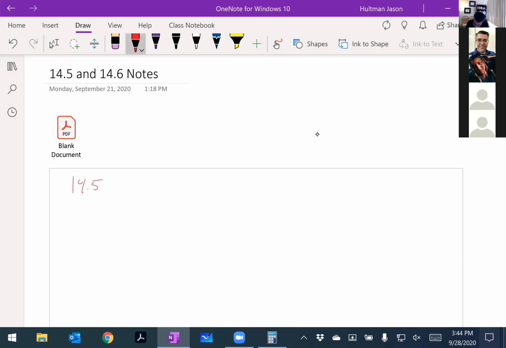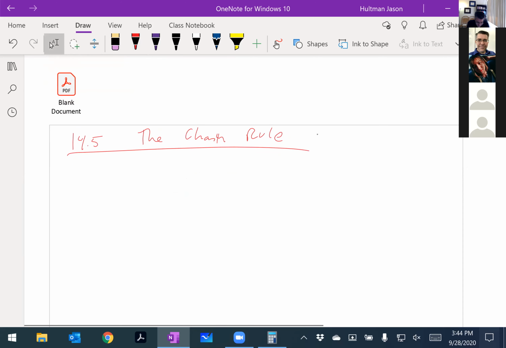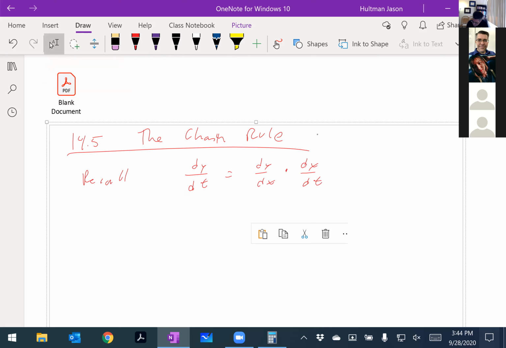Okay, 14.5 is the chain rule. The chain rule for 3 dimensions. Recall that dy/dt is equal to dy/dx times dx/dt. Okay, this is your chain rule for 2 dimensions.